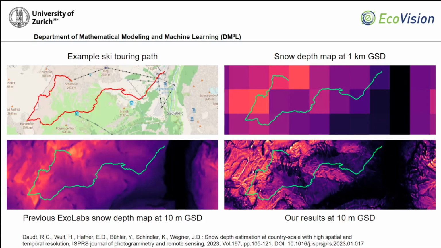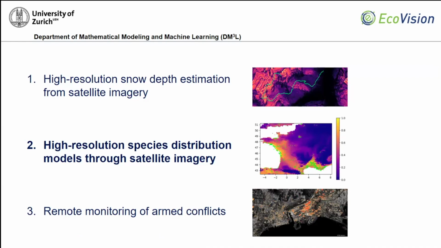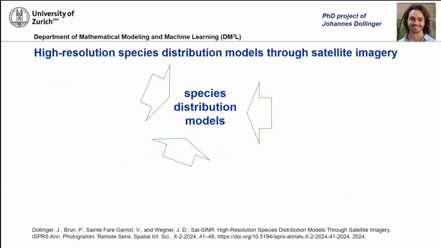Okay, I think I'll just move on and you can ask me a lot of questions afterwards, otherwise I run completely over time. So let's look at the second topic, species distribution models for satellite imagery. This is an ongoing collaboration with WSL in Birmensdorf, so that's part of the ETH framework. And this is done by a PhD project by Johannes Dollinger, a PhD student in my team.